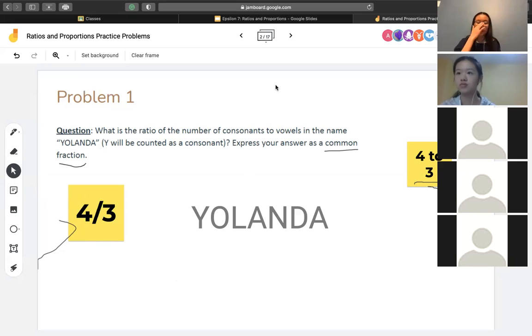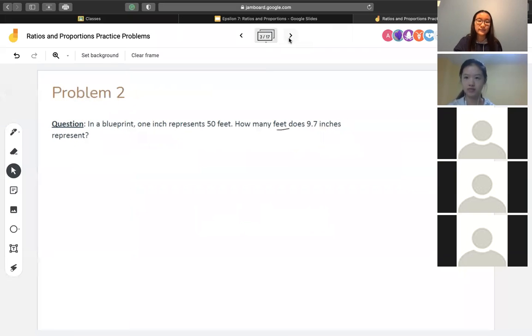Okay, so nice. We have a correct answer, which is 4/3. So if you count the consonants, there are Y, L, N, and D. That's 4 consonants, and there's 3 vowels, O, A, and A. So the question says to put your answer in a common fraction. So 4/3 is the correct answer.